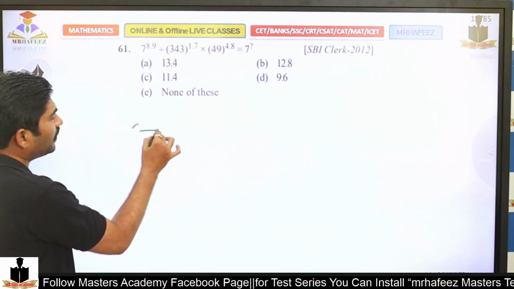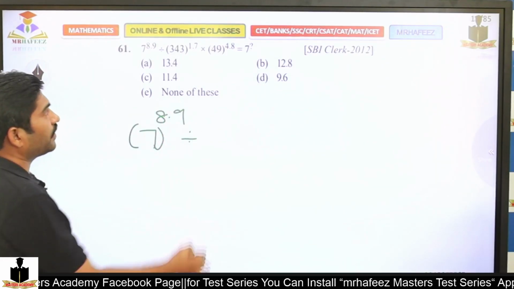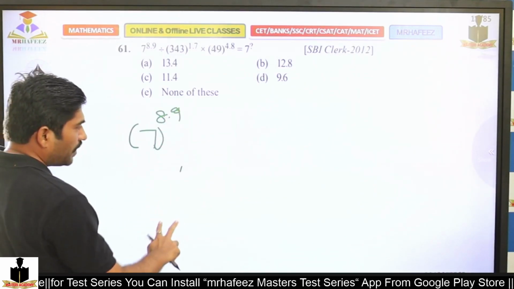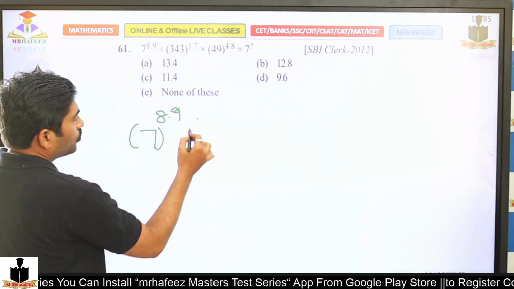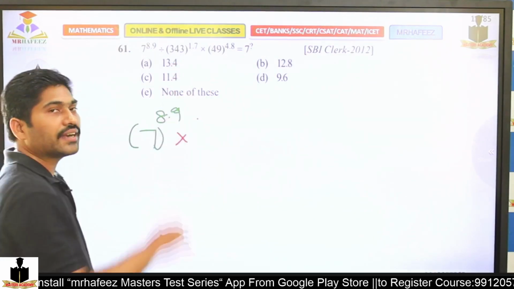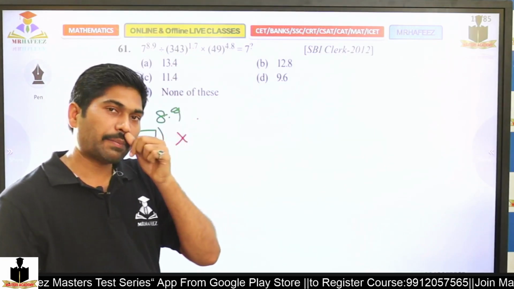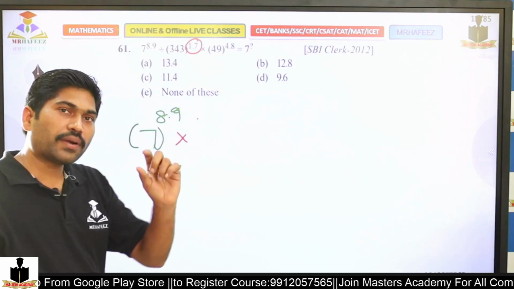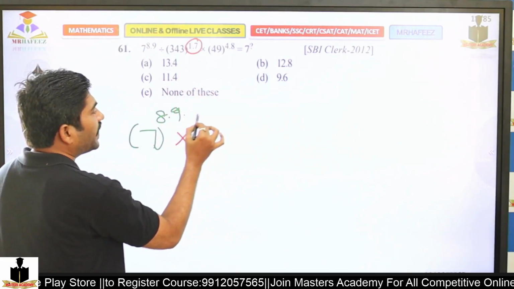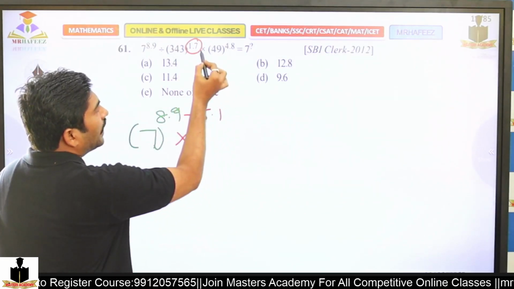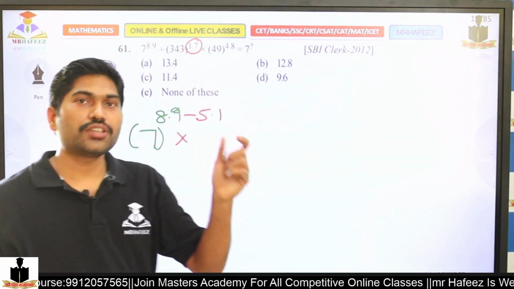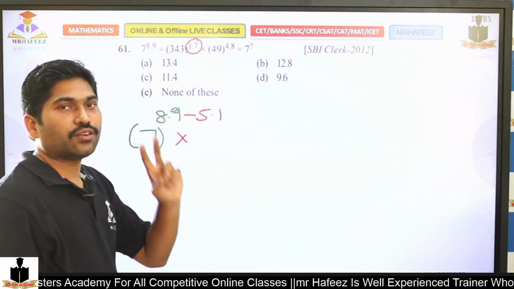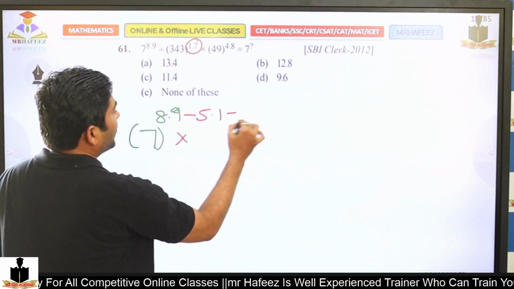So 7 power 8.9 divided by, in the sense, I can make it minus. So 343 I will make it minus. 343 is 7 cube, and 1.7, 3 times is 5.1, so minus 5.1. And this is 7 square whole to the power of 4.8, that is 4.8 2 times, which is 9.6, so plus 9.6.